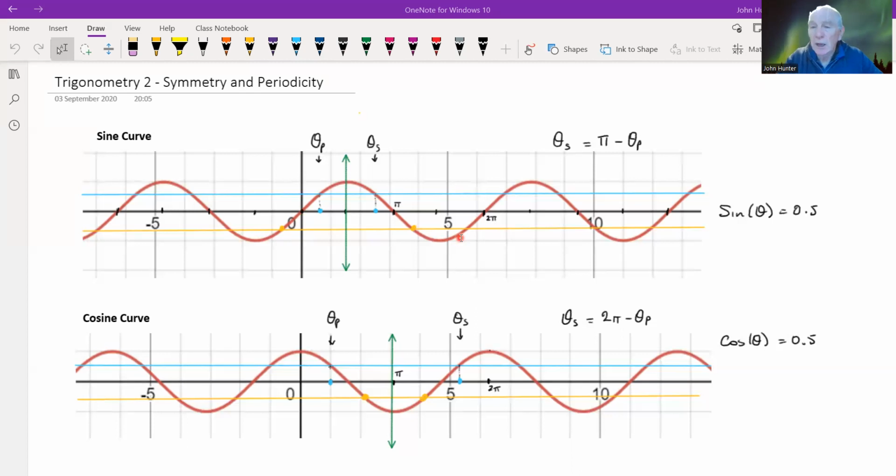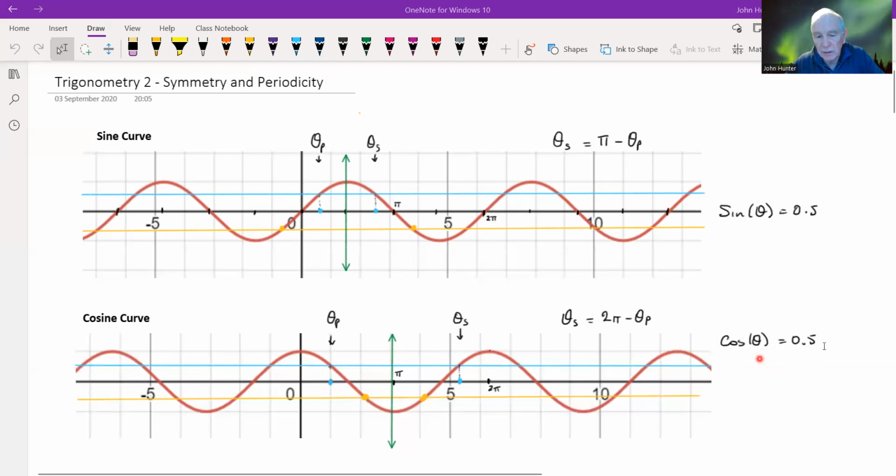The only thing is, normally when we're facing these problems, we'll be given a range, so we're not being asked to present an infinite number of solutions. We'll generally be asked to give the solutions between 0 and 2 pi, or minus 360 to plus 360, or whatever.